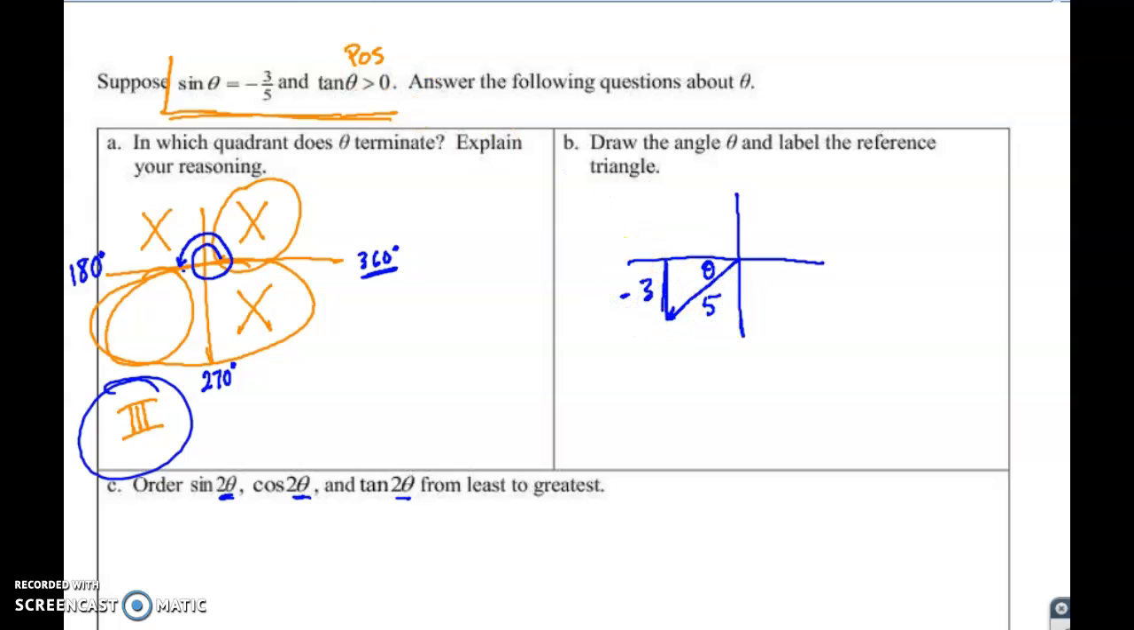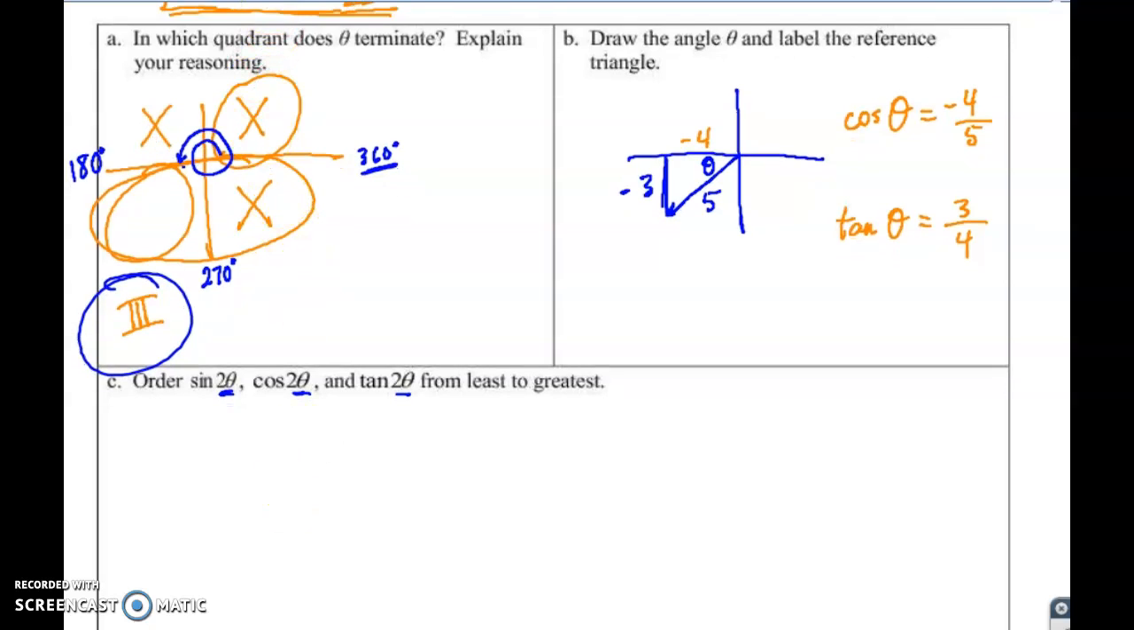And the reason why I want to see that, let me switch back over to orange, is because now we can establish the adjacent, because it's a 3, 4, 5 Pythagorean triple. So now we also know that cosine of theta needs to equal negative 4/5. I know the problem doesn't ask for it, but we need it down here. And then tangent of theta, opposite over adjacent, would be 3/4. And negative over negative is positive, and we're back to tangent being positive, just like we said we would be.